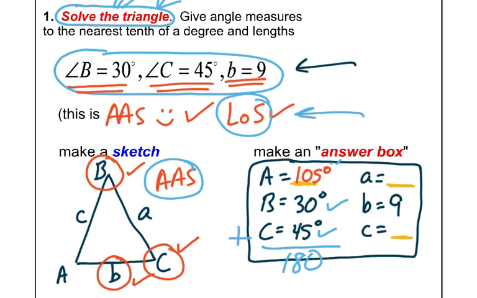Yay, that's done because 105 plus 30 plus 45 is 180 degrees. Good, okay, without even using the law of sines, I've got my angle, I'm good to go. Now what we need to do is either solve for side A or solve side C. It's up to you. I'm just going to do side A first since it's alphabetical.